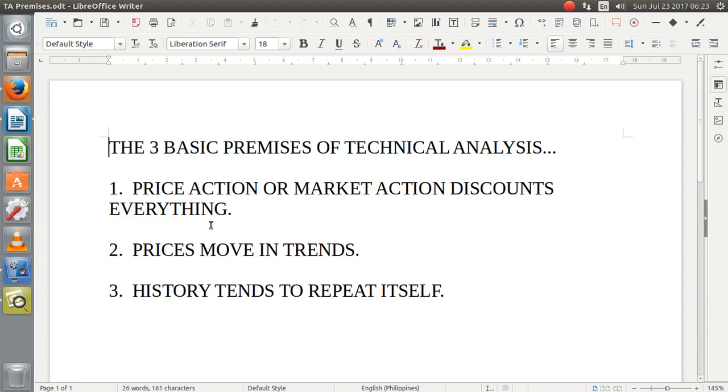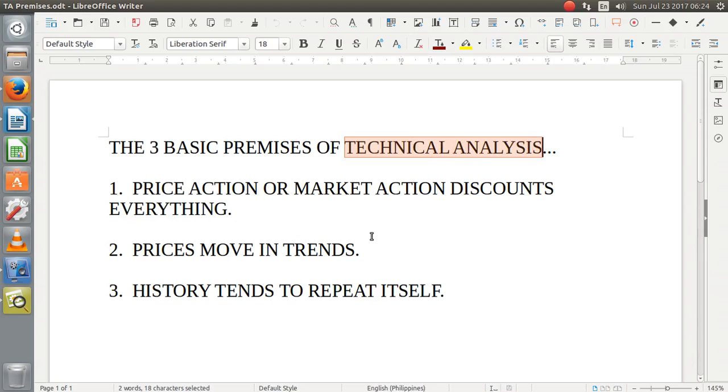Prices move in trends, contrary to what we learn in college. I graduated with a Bachelor of Science, specializing in business management, and I can tell you whatever they taught us in school does not really apply in the financial markets. You definitely need technical analysis if you want to make a profit in the markets. So you have to take these three basic premises into consideration.